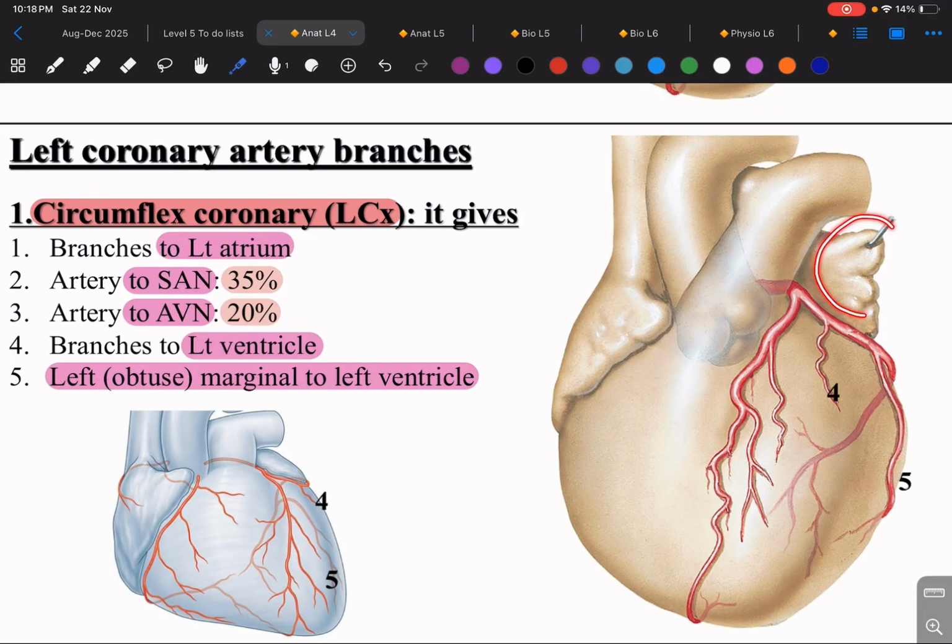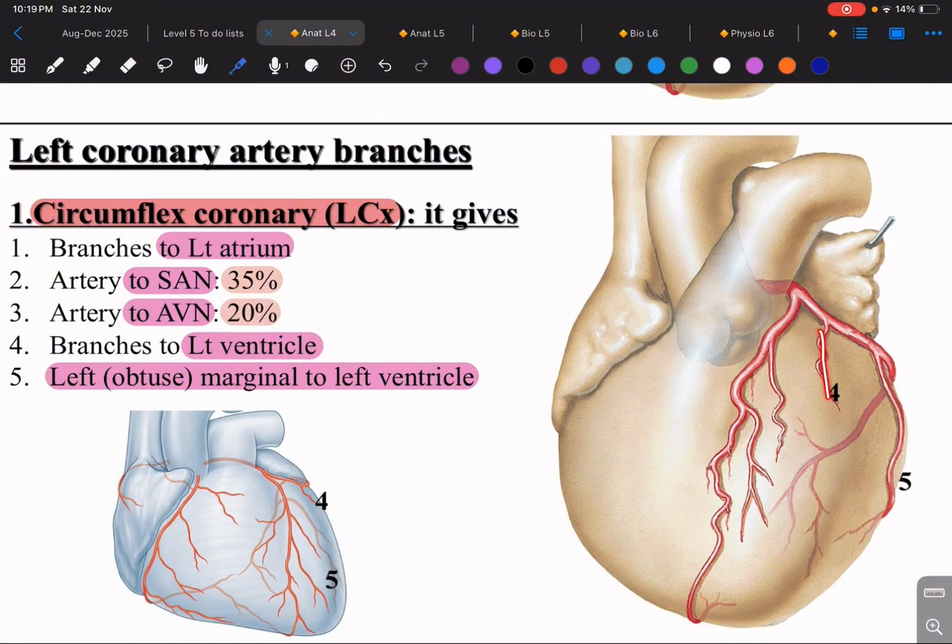So the first branch is going to be to the left atrium, okay? Because behind the left auricle is the left atrium, right? So here it's going to give a branch to the left atrium. So the first branch that comes from the circumflex coronary branch is to the left atrium. The second branch is going to be to the left ventricle. But you remember we said the ventricle is bigger than the atrium, so it needs more than one branch. We need to give it two branches.